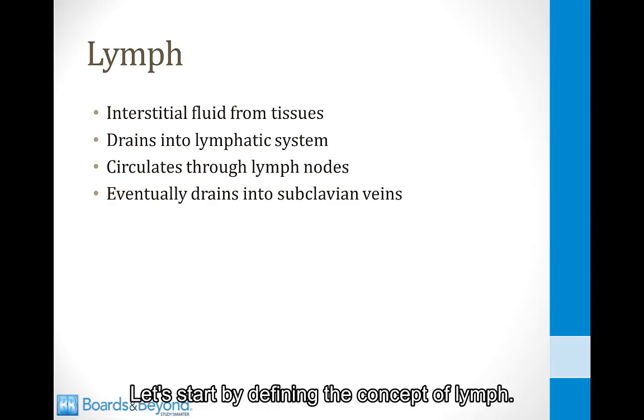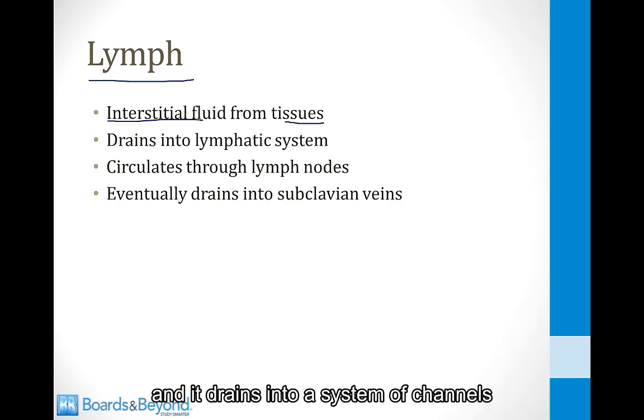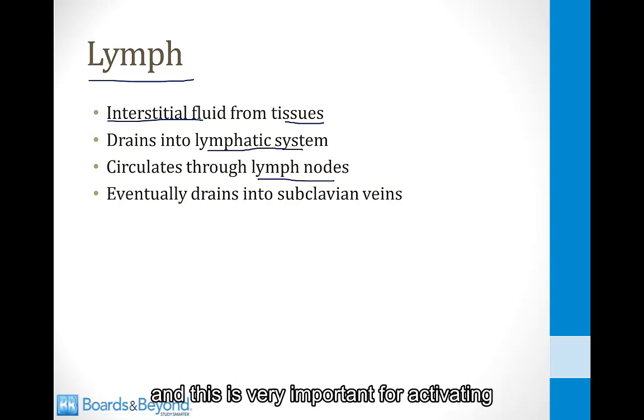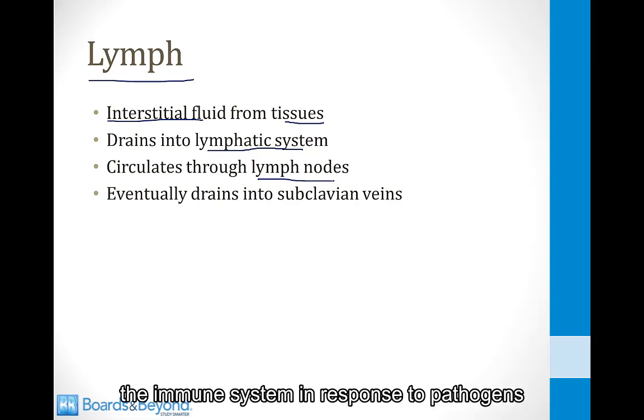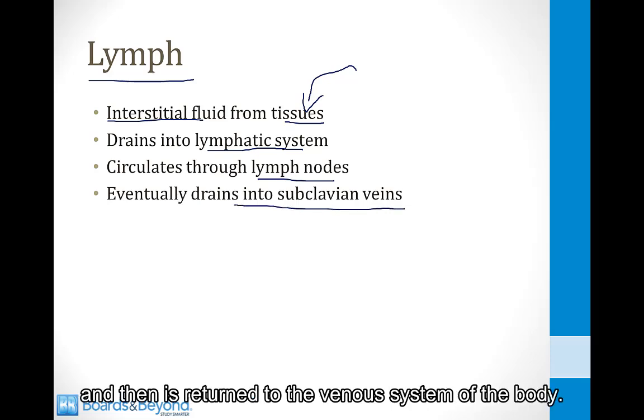Let's start by defining the concept of lymph. Lymph is the interstitial fluid that drains from tissues, and it drains into a system of channels called the lymphatic system. What it's going to do is circulate through the lymph nodes, and this is very important for activating the immune system in response to pathogens that may be present in the tissues where the lymph came from. Eventually, all the lymph in the body drains into the subclavian veins and then is returned to the venous system of the body.